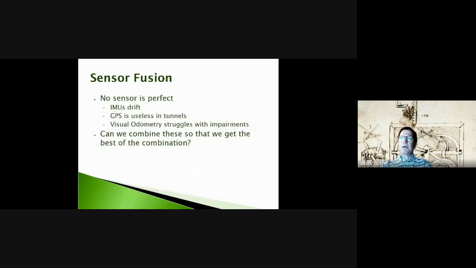We might be interested in greater accuracy or greater availability. What do I mean by availability? Well, for example, GPS is available when we can see the sky, but if we're in a basement or a tunnel or a cave, or a subway, it's not available. So availability is the fraction of time that your sensor is actually providing accurate information.